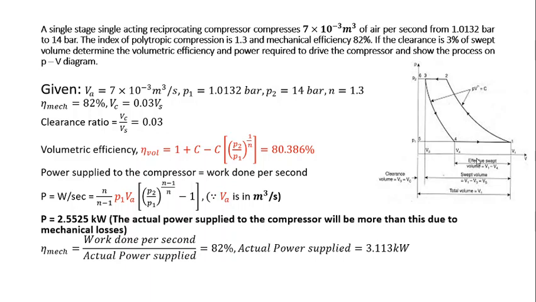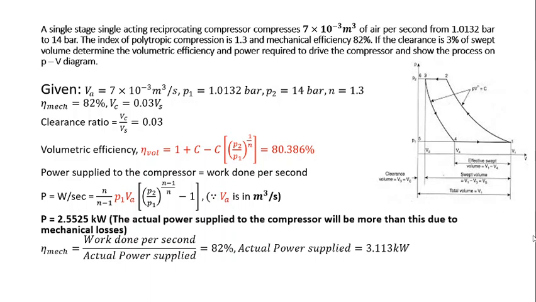And swept volume, if you have the stroke and bore, you can calculate the swept volume. Swept volume is pi by 4 d square into L. D is the bore diameter, L is the stroke length. So you can calculate swept volume. And all the pressure and volume values can be calculated once you get the P1 V1 and P2 V2.